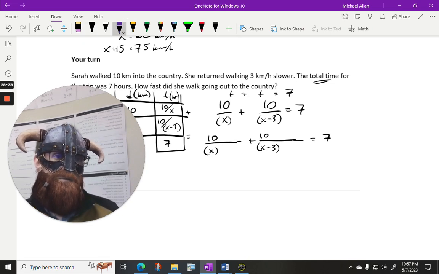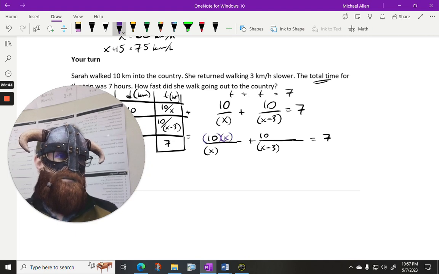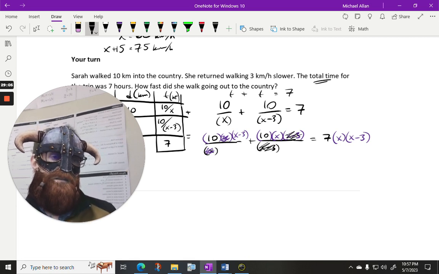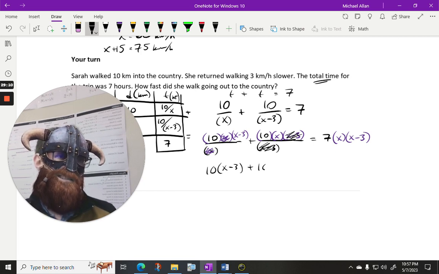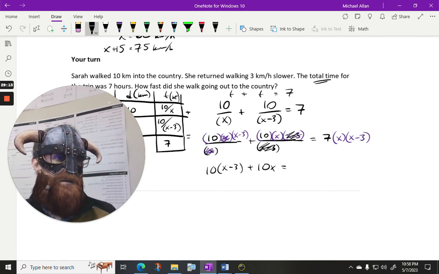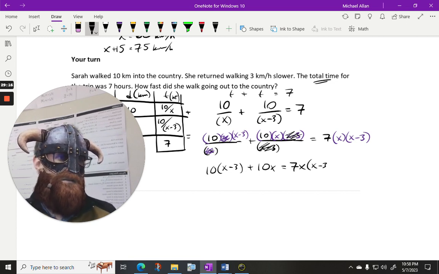How do we get rid of divide by x? Well, times everything by x. Put these in parentheses too. That's going to get rid of this x. That's awesome. But I still have this x minus 3, so I'm going to times everything by x minus 3, and hope I don't run out of space there. So this cancels out with that one. No more denominators, that's awesome. So let's write out what we have. I got 10 times x minus 3 plus 10x is equal to 7x times x minus 3.